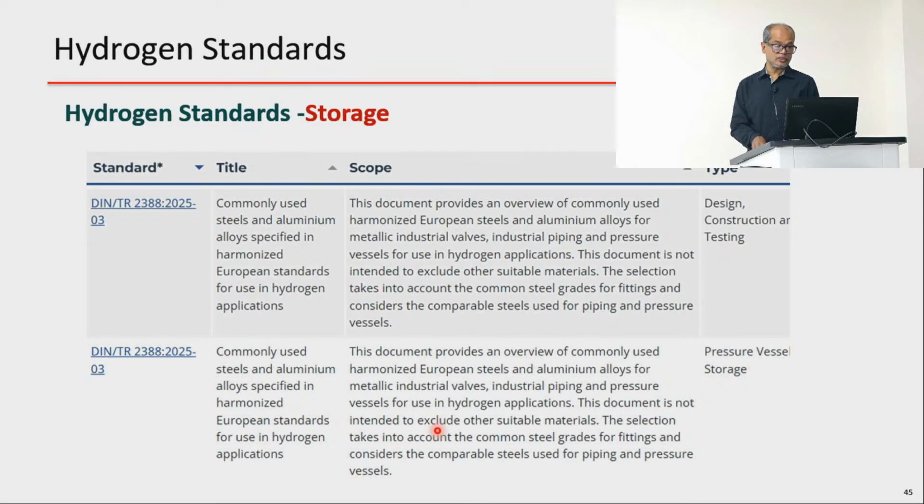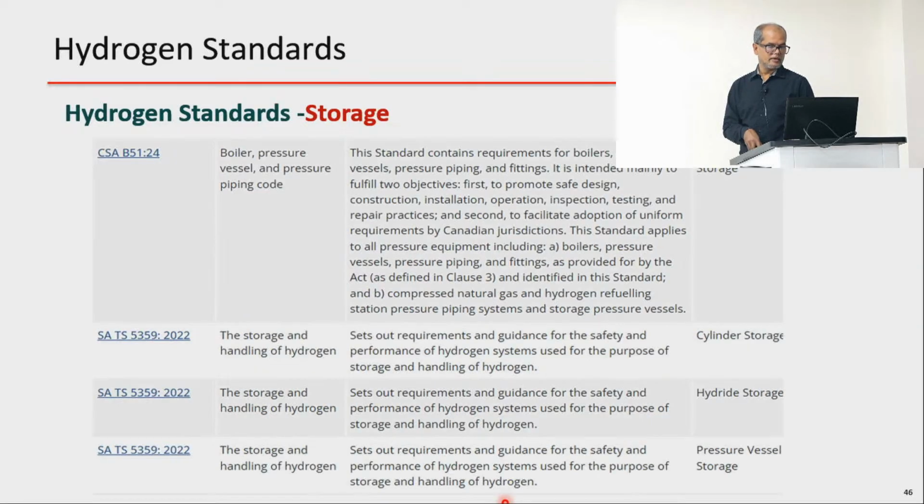This is more like the hydrogen storage. So one of them is more like design, construction, testing. The other one is mostly like the pressure vessel storage, that is mainly relevant to that one. And you can see the corresponding standard, title and also scope are given. So later if you see that you are involved in any of them, you can see which standard is directly relevant to your work, and then you can go and read the standard in detail.